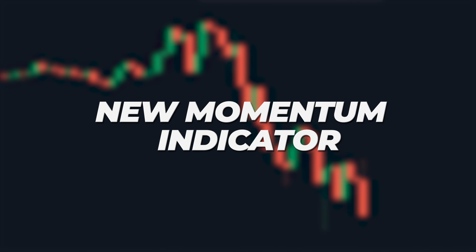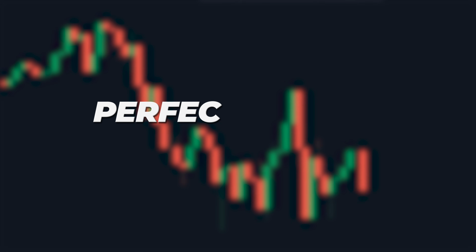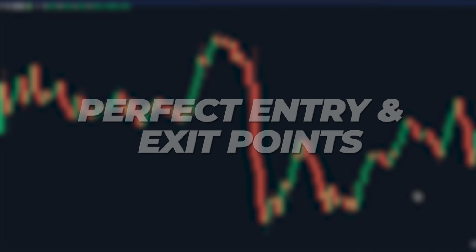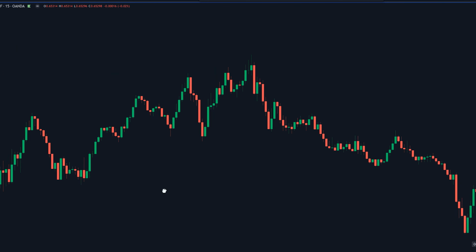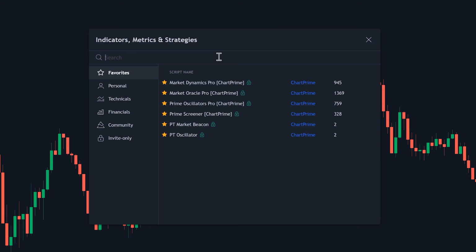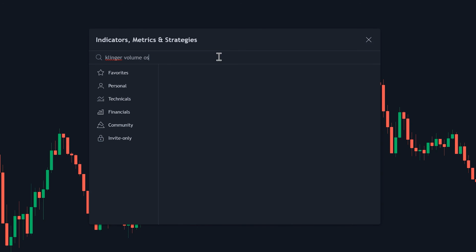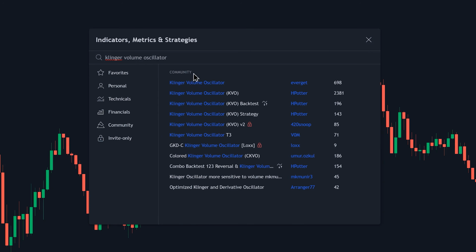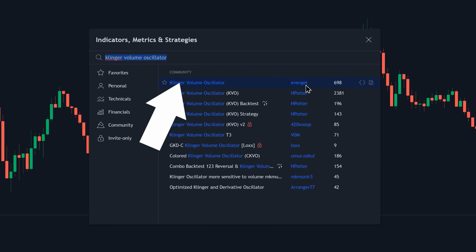In this video, we're going to talk about a new momentum indicator that you can use for perfect entry and exit points. So to add this indicator to your chart, you want to go to TradingView and then click on Indicators and then type in Klinger Volume Oscillator. And it's going to be this one by Everget.